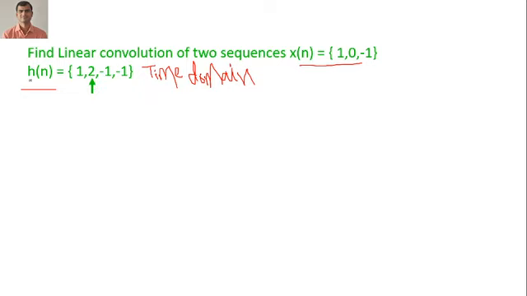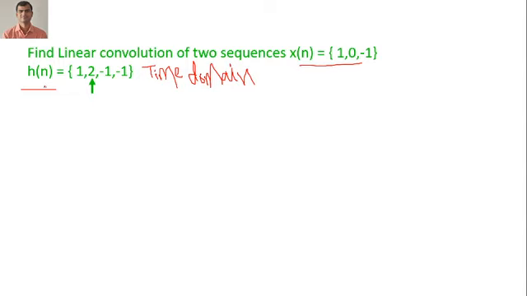So here h of n is varying from -1 to 2 and x of n is varying from 1 to 2. That is the range of the given signals. So first we need to sketch x of k, then you need to sketch h of k. x of n will be similar to x of k, h of n will be similar to h of k.